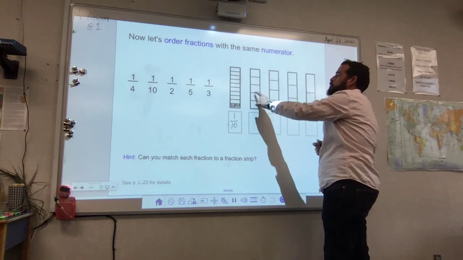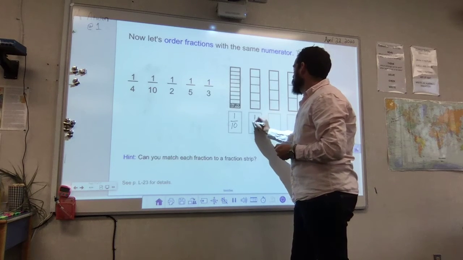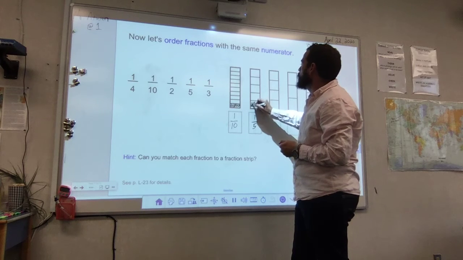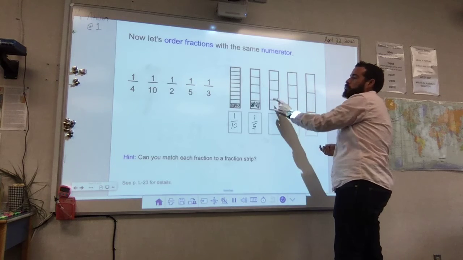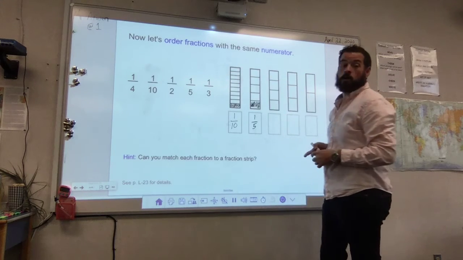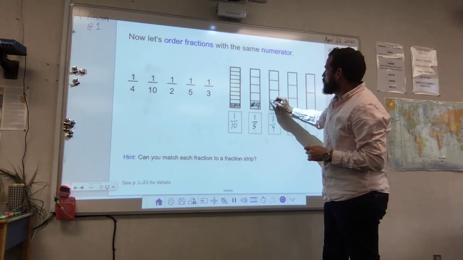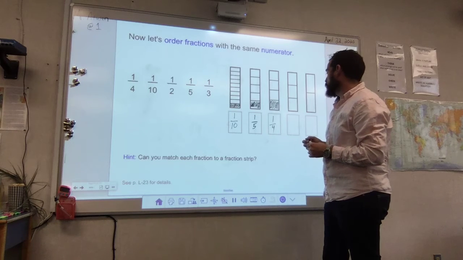Next, I got 1, 2, 3, 4, 5. So I look for my fifths, 1/5. Now I'll color that in to give you an idea of what that looks like. Moving right to the next one, 1, 2, 3, 4. So I'm looking for fourths. I see all the way down at the end, 1/4. I write that in there. Color in that box. I've got my 1/4.